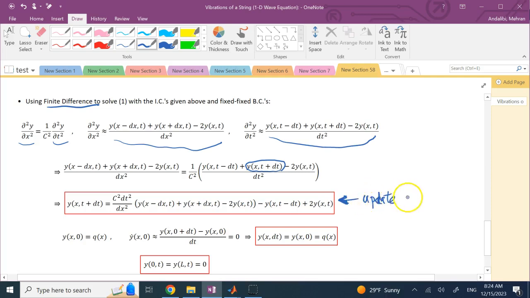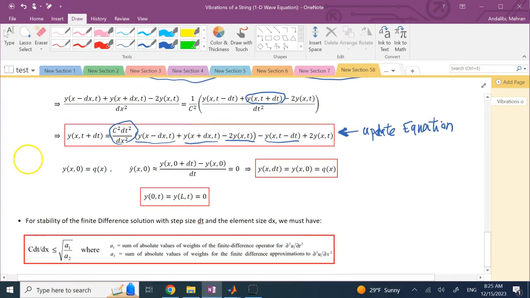So you see here, if I want to have the value of any node at the next time point, what I need is the value of that node at the current time point, as well as the previous time point, and the points on the left and the right side of it at the current time. And it's multiplied by this constant c squared dt squared over dx squared, where dt squared is the step size and dx squared is the element size or the grid size. So this is the update equation.